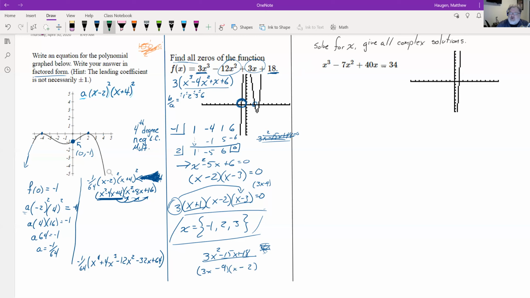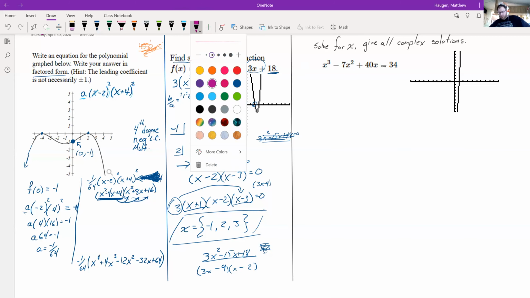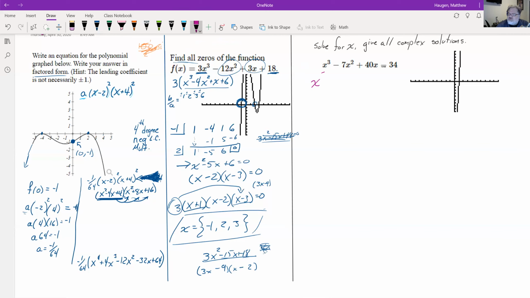But what did we do next? Well, what did we do first for the next one? Minus 34 to have it set equal to 0. And then we got a polynomial that's set equal to 0. Oh my gosh, what do we do to solve a polynomial set equal to 0? We try to factor it.